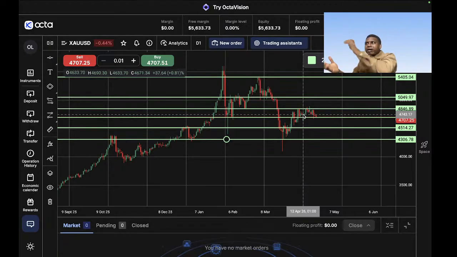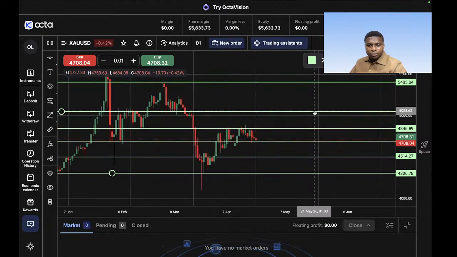And now we can see price has moved into the 4,800, 4,700 price range. Price is currently within that range, and it's ranging at that level. It has been ranging on this level for quite a number of days now, like 10 days. So it's worth looking into, right? So let's look into it.